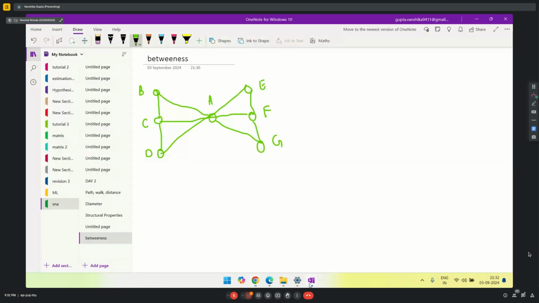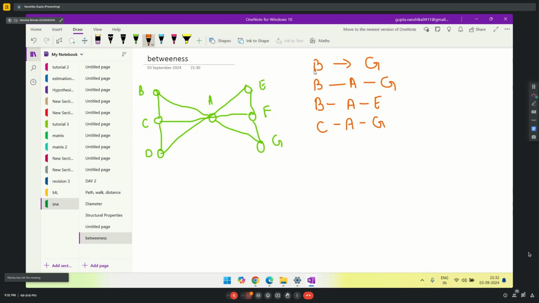Sorry. So if you are traveling from B to G, what will be the shortest path from B to G? You have to go from B to A and then A to G. If you're traveling from B to E, let's say, again you have to first go from B to A, then A to E. From C to G you have to travel, then again C to A, then A to G. So betweenness is the measure of how many times a particular node will come in between your shortest paths.